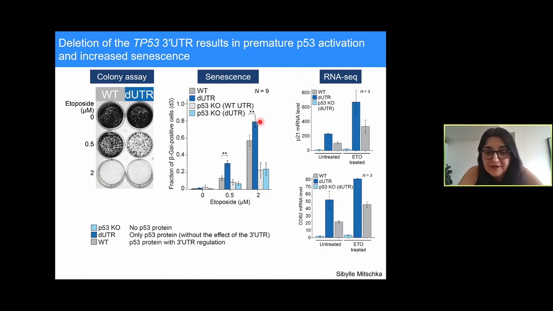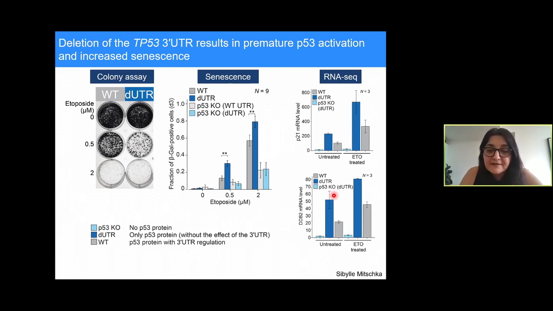P53 is a transcription factor, and it gets activated upon stress, including DNA damage. Then it activates several downstream target genes. So we wanted to know, in our cells that lack the 3' UTR, are maybe different genes activated, or what's going on? We performed RNA-seq in untreated cells as well as in etoposide-treated cells. In the wild-type cells, we see what we expected: an increased induction of P53 target genes like P21 or DDB2 upon etoposide treatment. But then you can see here in the untreated condition, we already see quite a substantial activation of P53 target genes in the cells that lack the 3' UTR of P53.